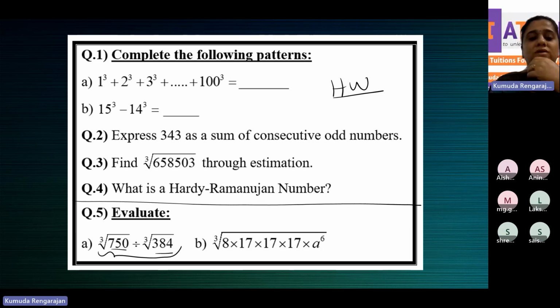Those who have completed the homework, check your answers. If you have not completed, take a screenshot. The first four questions were given as homework in the last class. I'm about to show the answers. Can anyone announce the answer for the first one? 1 cubed plus 2 cubed plus 3 cubed, so on till 100 cubed is equal to, can be written as?